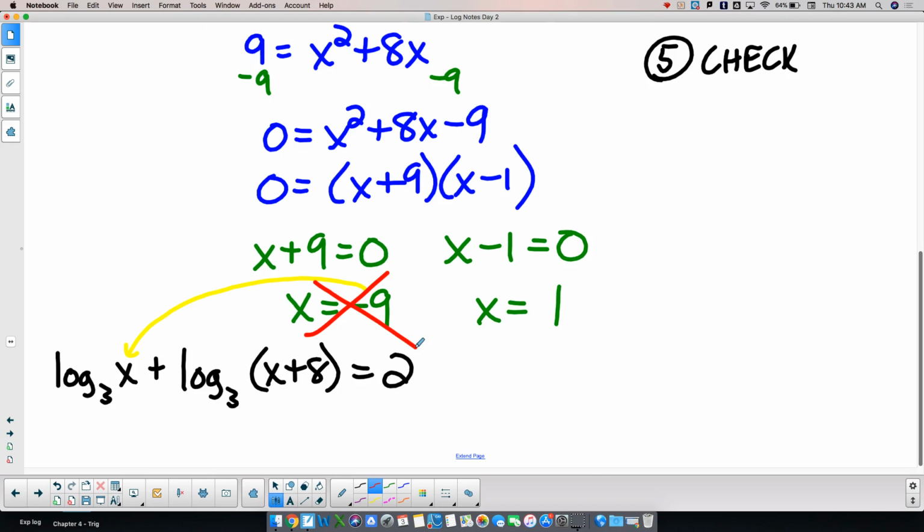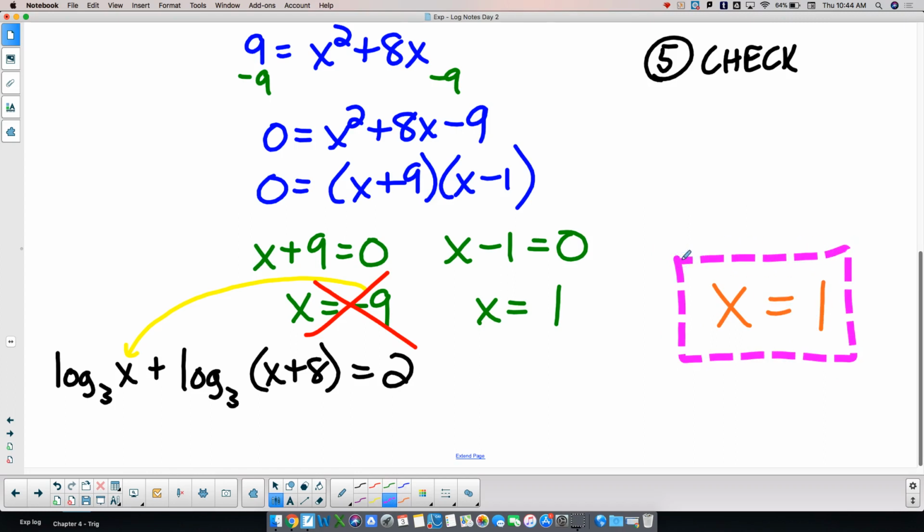If I put 1 in there, log base 3 of 1 works out. Log base 3 of 1 is 0, actually. If I put 1 in the next term, log base 3 of 1 plus 8. 1 plus 8 is 9. Log base 3 of 9 is 2. 0 plus 2 is 2. So my only answer here is x equals 1. If you put negative 9 in there, then you didn't do your checking. You didn't do your diligence. Okay?